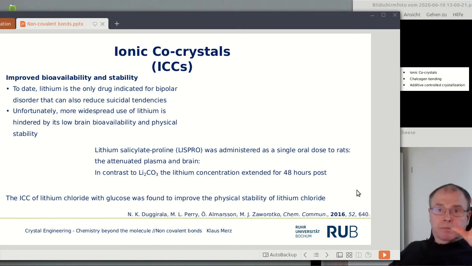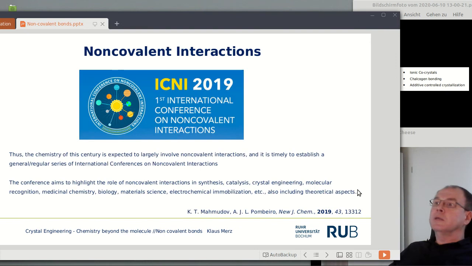In general, talking about crystal engineering, we are talking about non-covalent interactions, and you see once again the increasing interest in this field. For example, last year, 2019, was the first international conference on non-covalent interactions. As you see, the chemistry of the essential is expected to largely involve non-covalent interaction. It is timely to establish a general regular series of international conferences on non-covalent interaction.